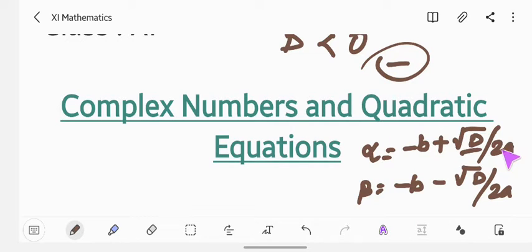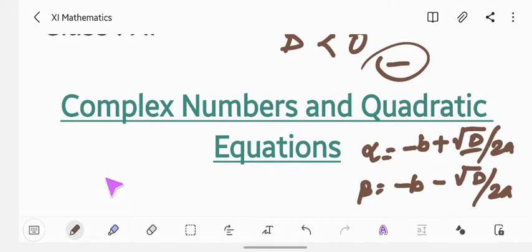So when D is negative, the square root of a negative number was impossible there. So that was the need of complex numbers, okay? So far we have studied real numbers, rationals and irrationals, natural numbers, whole numbers, and integers. But in class 11th, we'll talk about complex numbers.